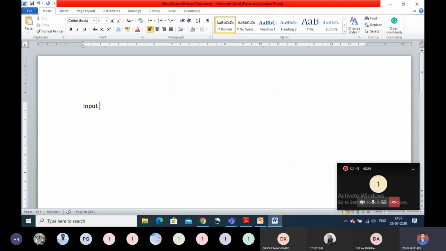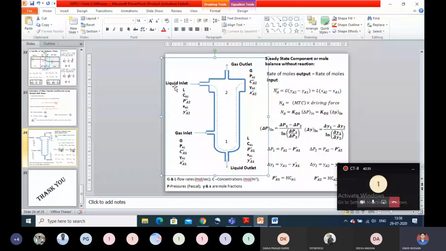From mole balance, we can write input is equal to output. So from input is equal to output, we have to just go to the figure. Now you see liquid inlet is this one, and gas inlet is this one. So inlet liquid rate is L and gas inlet rate is G. The liquid rate at inlet and outlet are both the same, and the gas inlet rate and outlet rate are both the same.